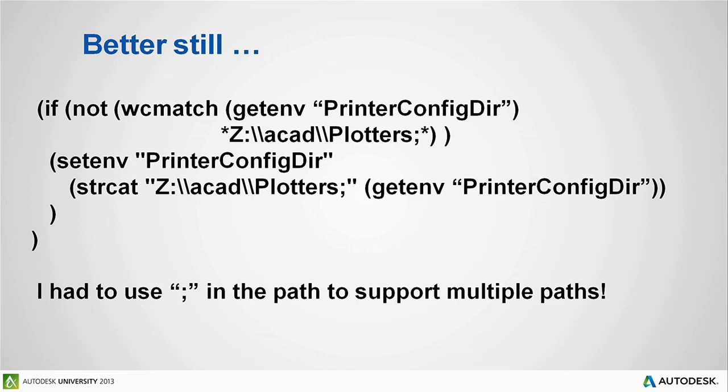WC match is going to look in there, and if the z:\ACAD plotters has already been added in, just one second. If it's in there, that WC match is going to return a true. I only want to write it into the key if that's not true, correct? So I have done a not on this. If there's a match, I will not write that. If there's not a match, I will. I've seen a lot of people not use WC match before, and that whole not, two negatives make a positive thing can be kind of hard to think through.